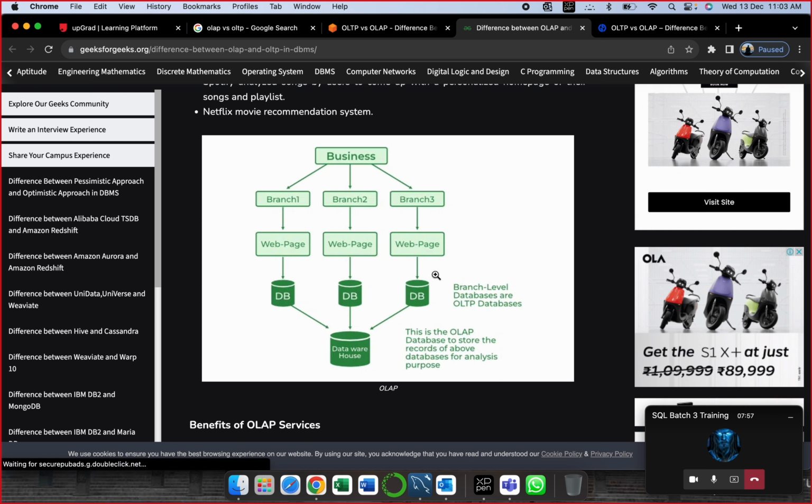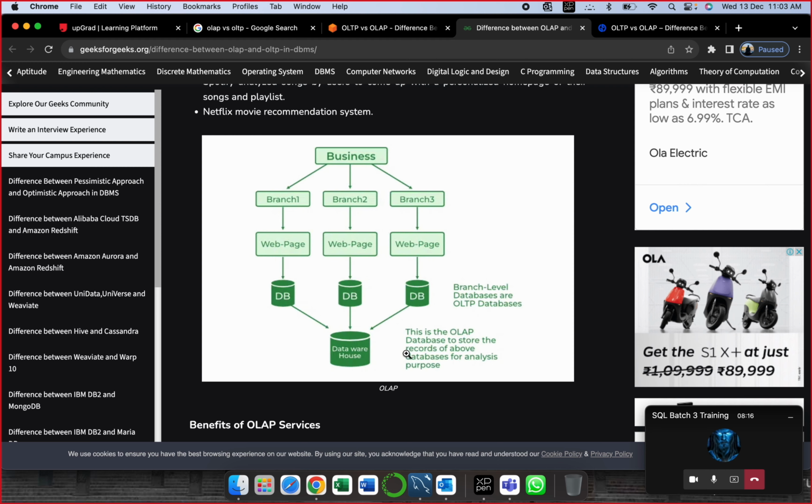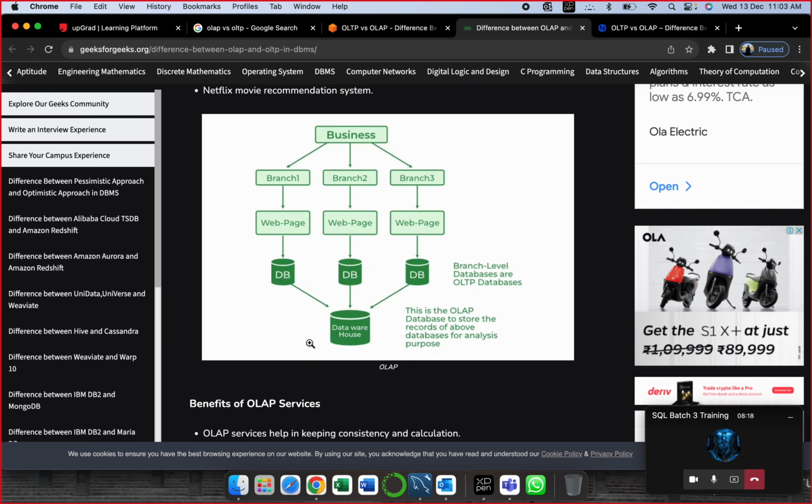So you have a business that has different branches, different web pages. You create a database for every branch and you put it in a data warehouse. If you use this data warehouse for your analysis purpose, it becomes an OLAP database, right? If you use this database for online transaction processing, it becomes an OLTP database. That's the only difference. So when I say transactions, what does that mean?